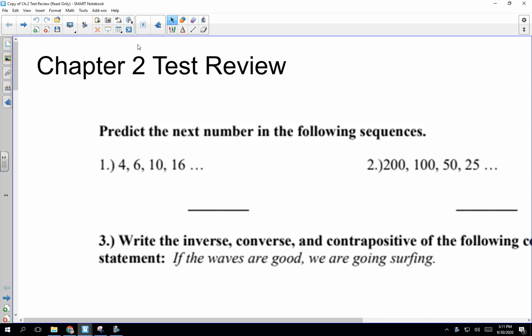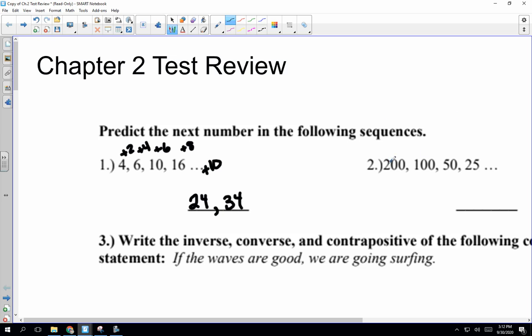For numbers 1 and 2, we're going to predict the next number in the following sequences. One thing that we've done here in the past is put what we add to each one to get to the next one and see if we can find a pattern from there. So the first one we added 2, the next one we added 4, the next one we added 6. So we can predict that the next one we're going to add is 8, and 16 plus 8 is 24. And then the next one we add to that is going to be plus 10, and 24 plus 10 is 34.